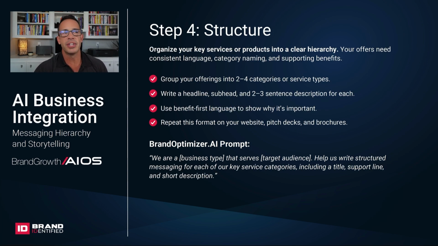So step number 4 is to structure. Organize your key services or products into a clear hierarchy. Your offers need consistent language, category naming, and supporting benefits. So group your offerings in 2 to 4 categories or service types. Write a headline, a subheadline, and 2 to 3 sentence descriptions for each of those. Use benefit first language to show why it's important, and repeat this format on your website, your pitch decks, and your brochures. And then, as always, I've provided you with a BrandOptimizer.AI prompt for step number 4.